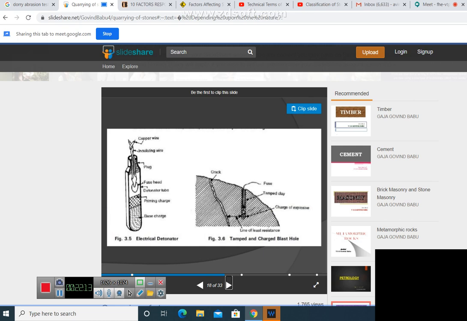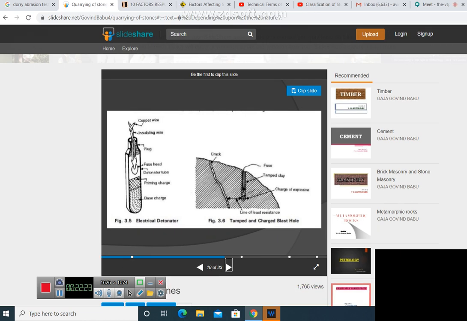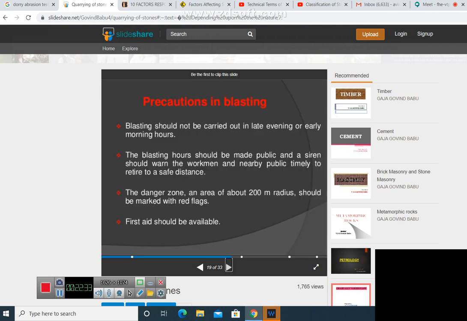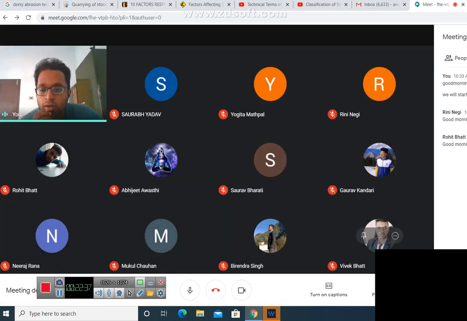So this is an electrical detonator. You can see the diagram. This is how you will be making the hole, placing the charge, and once the charge is placed, you will be placing a fuse outside so that firing can be done through this fuse, so that the risk of uncontrolled explosion can be reduced. So this is how you go for a blasting operation.